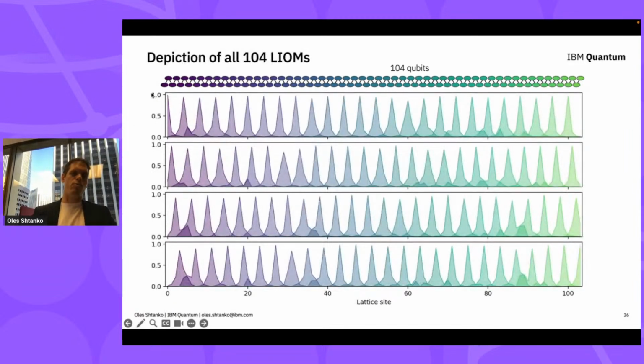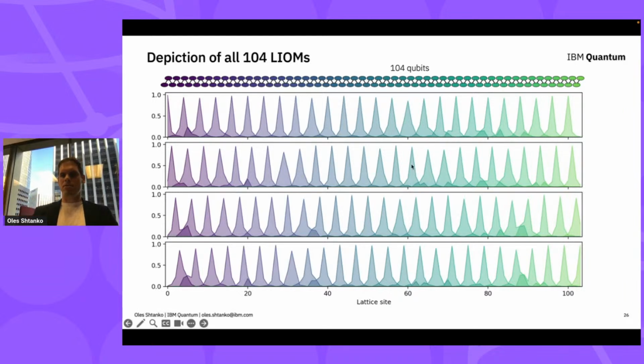And here I now use the x-axis just to put all of them together without overlapping. So here are all 104 integrals of motion for the 104 qubit chain. And for me, it looks amazing because it's essentially a cheap version of tomography of the system that you can do.